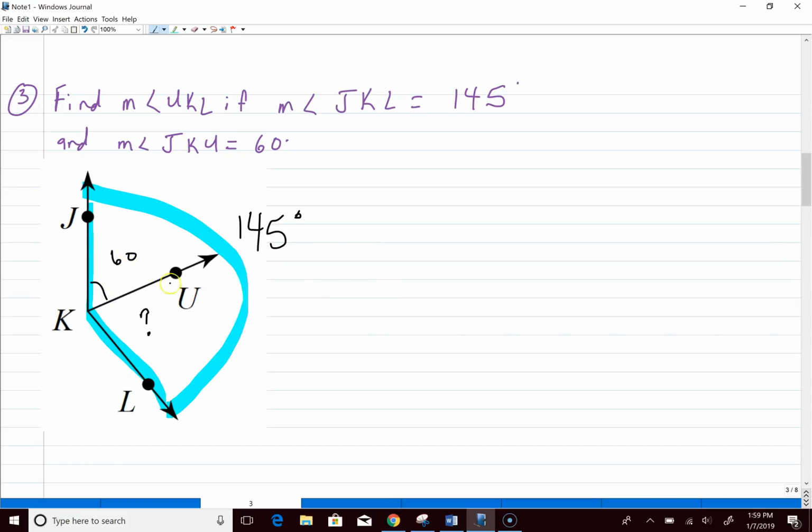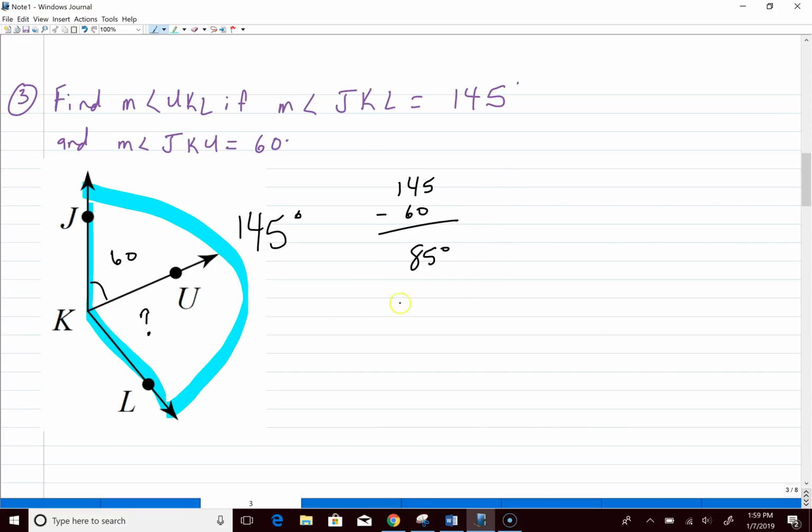So just like the previous question, how are you going to get this angle here? We're going to subtract these two. So we'll put 145 minus 60. And that'll give you your answer. That gives us what, 85? So this is 85 degrees.